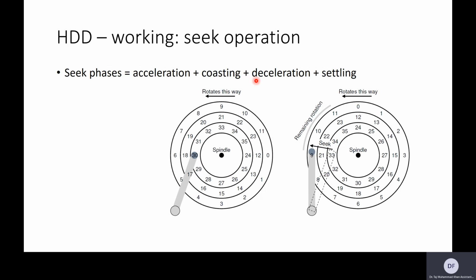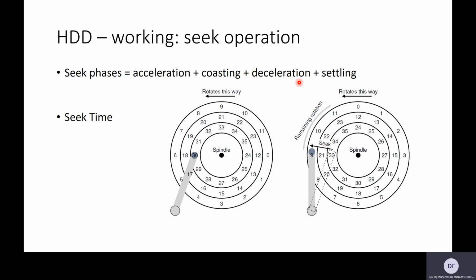Then ultimately it will start nearing the desired sector, the desired track, and it will start slowing its speed. This slowing of speed we call deceleration, and ultimately it will arrive on the desired track and settle at the appropriate position on that track. This last phase of movement is called settling. So the seek movement is divided into these four sub steps: acceleration, coasting, deceleration, and settling.